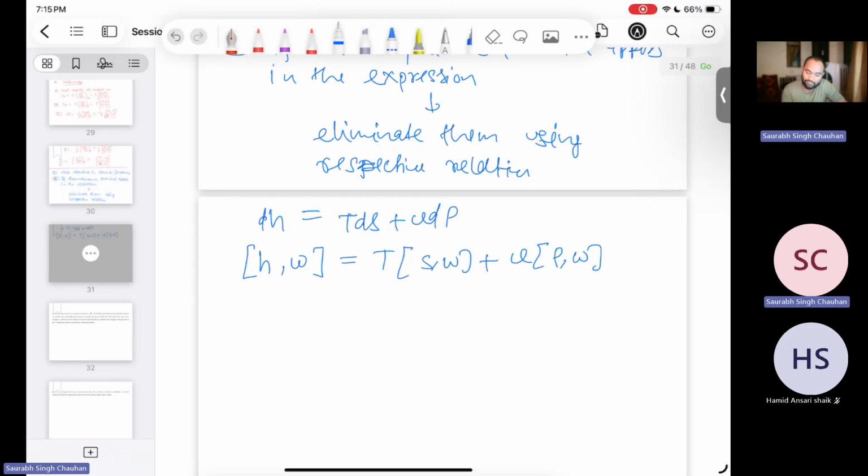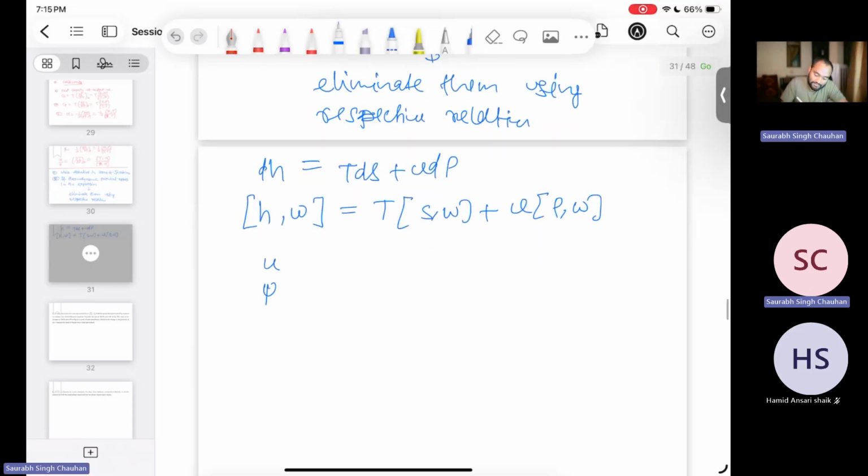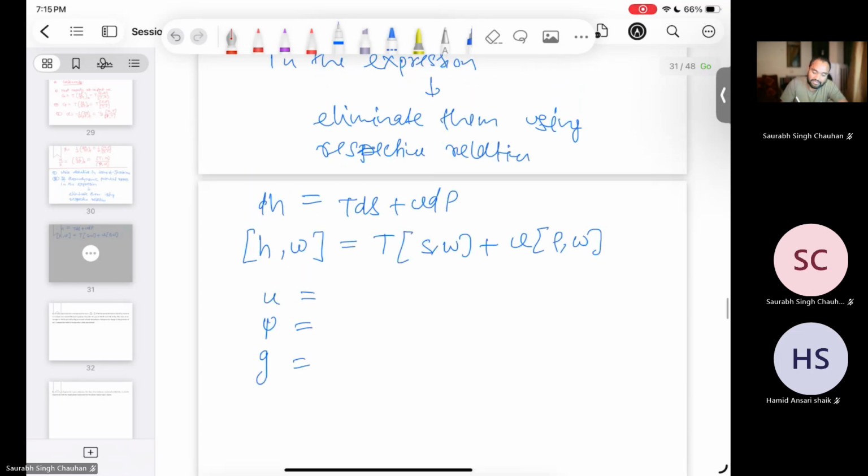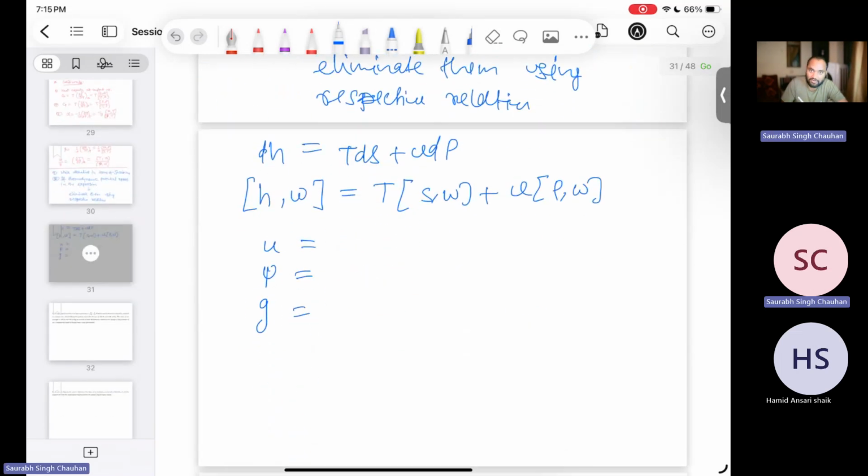So everything will be in terms of our fundamental properties. The same thing goes for U, Helmholtz function, Gibbs function. That we have already written earlier, so I'm not writing that again.